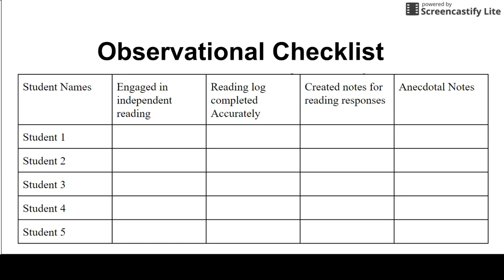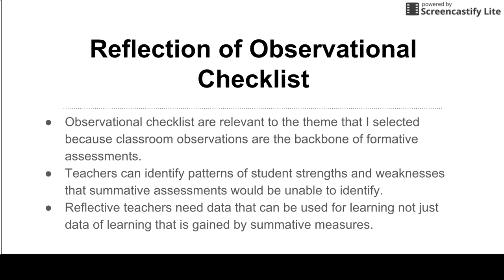This is the observational checklist that I created, and it gives a place for the students in the classroom. It also has a category for if the student is engaged in independent reading, if they completed their reading log accurately and effectively, and if the student is creating notes for their reading responses. It also gives teachers a place for anecdotal notes that they may take during a period.